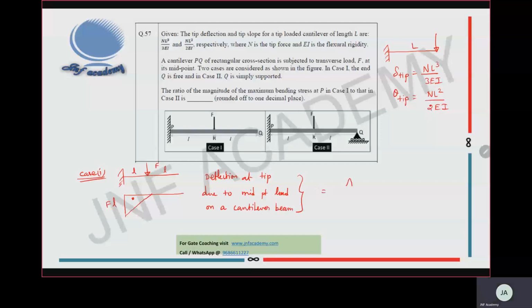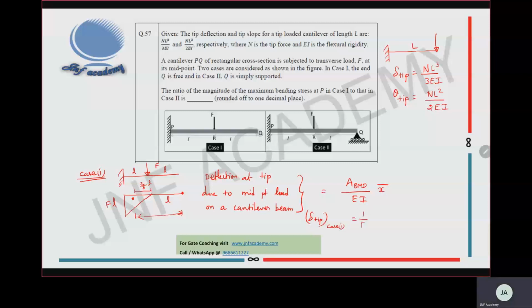So the formula is area of the bending moment diagram divided by EI, into X bar. My aim is to determine the deflection at this particular point. So I'll have to use this much distance. This distance is L. This distance is 2/3 of L.